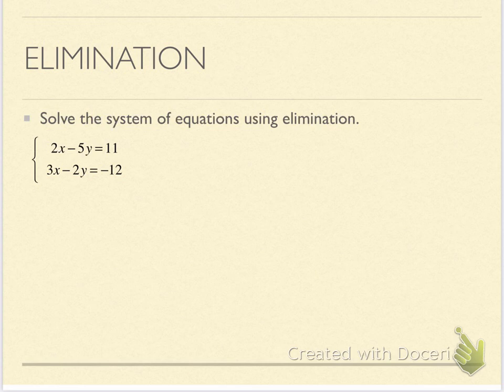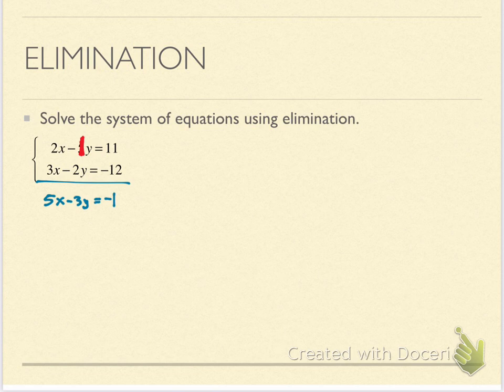2x minus, and I want this to be a 1, so a typo on my notes there, that needs to be a 1y right there. 2x minus 1y equals 11, and 3x minus 2y equals negative 12. All right. Let's suppose we just added these equations together right away. We would get 5x minus 3y equals negative 1.